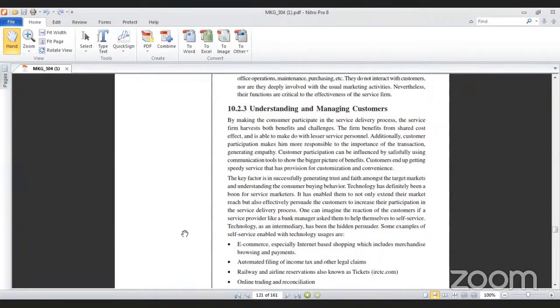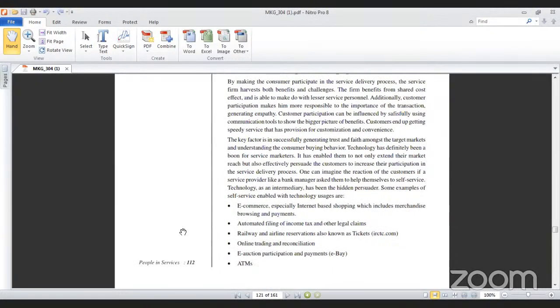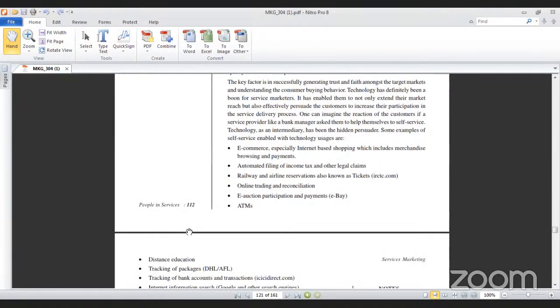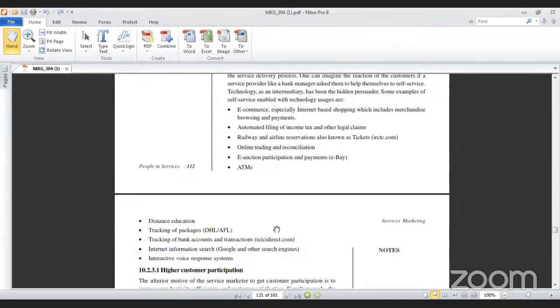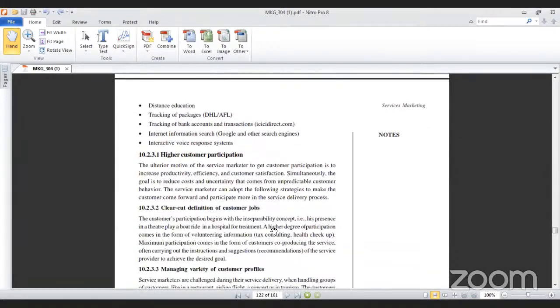Some examples of self-service enabled with technology are, first, e-commerce, especially internet-based shopping, which includes merchants browsing and payments. Second, automated filing of income tax and other legal claims, railway and airline reservations, also known as tickets, online training and reconciliations, e-auctions, participants and payment, ATMs, distance education, tracking of packages, tracking of bank accounts and transactions, internet information research, and interactive voice response systems.